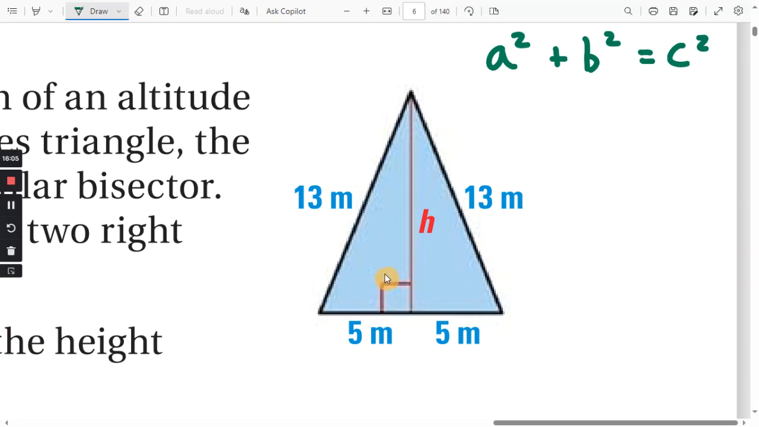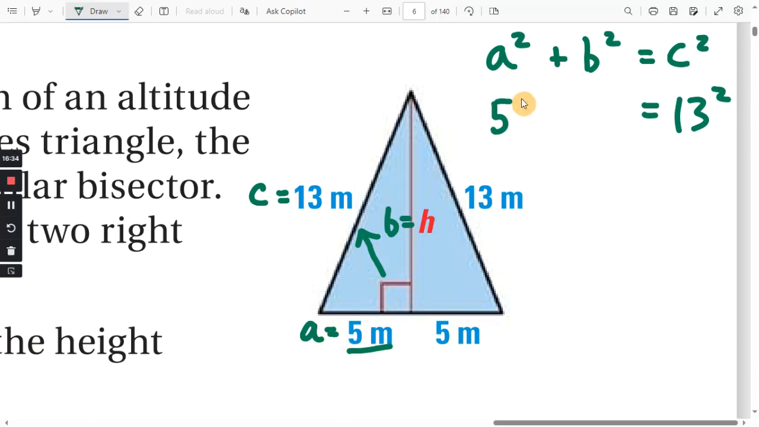Okay, across from your right, we'll just do the one on the left. Across from your right angle, that's always going to be c. All right, c is 13, so c squared is 13 squared. The other two sides are a and b, so a is going to be 5, and h is going to be b. All right, therefore, a squared is going to be 5 squared. b squared is going to be h squared. Okay, you can do the shortcut or multiply it out. 5 times 5 is 25.